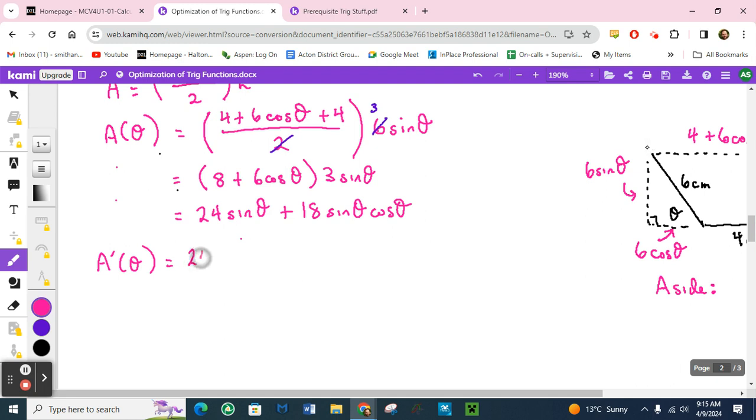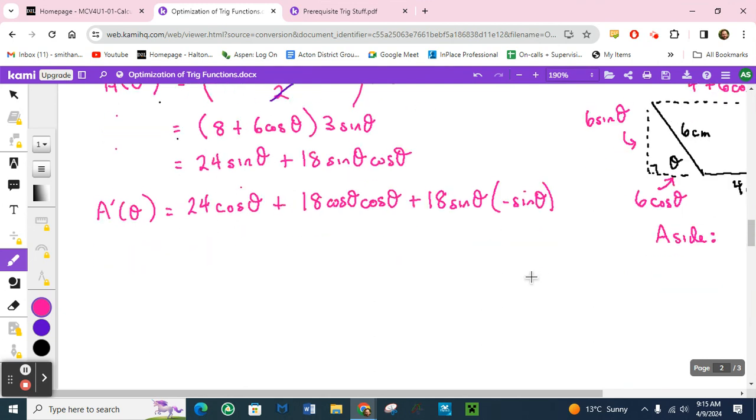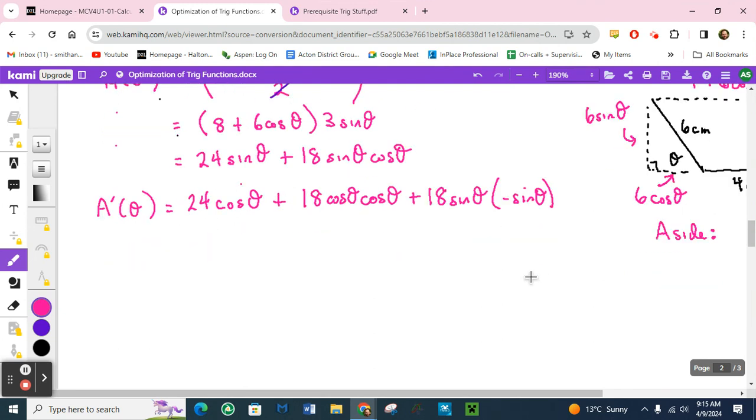The derivative of 24 sine theta is 24 cosine theta. No problem. Plus, the derivative of 18 sine theta is 18 cosine theta, and we leave the second guy alone. Plus, we'll leave 18 sine theta alone and take the derivative of cosine, which is minus sine theta. So at the very least, I think that's reasonable. For you guys, so did you guys get the same thing? Something similar? All right. We have to set this equal to 0 and solve it.